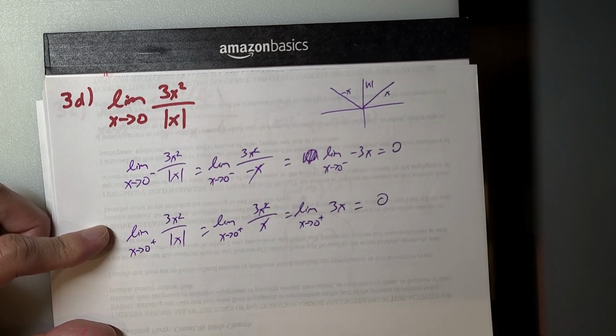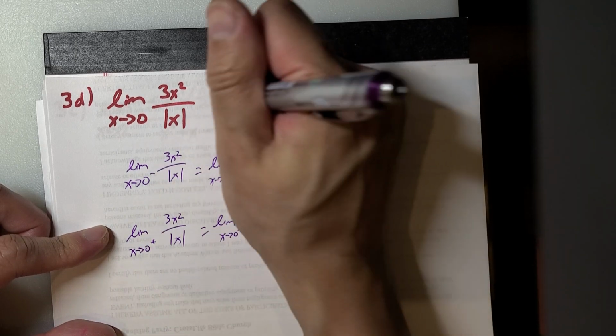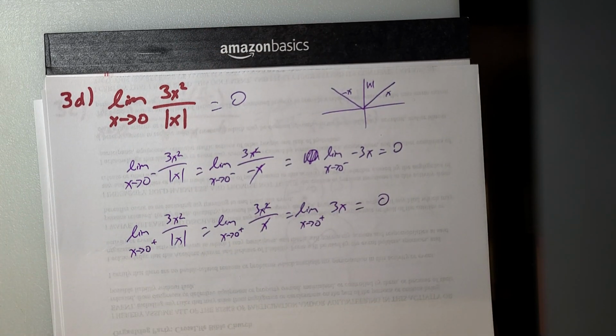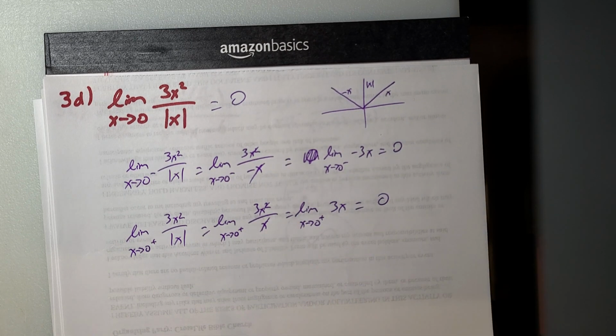This limit is 0. Because the limit from the left equals the limit from the right, then this limit is 0. It'll be the same limits. Okay? So that's that problem.